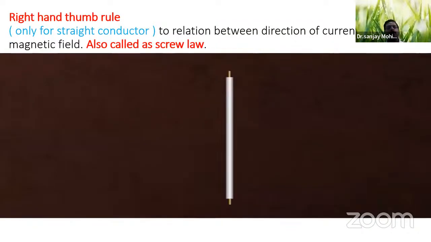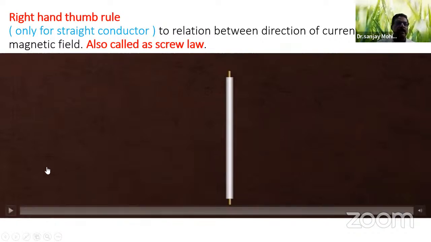Then here we are going to see the relation between the straight conductor and the magnetic field. This relation is also called the screw law. So why is it the screw law? Let us move to understand the concept.